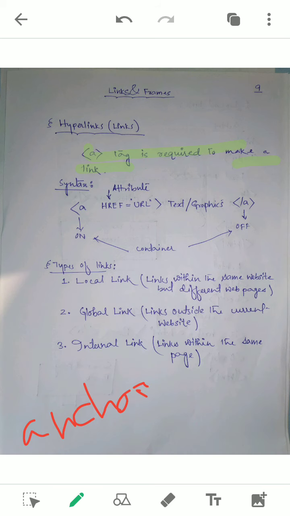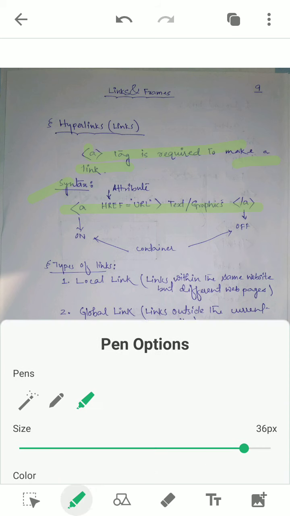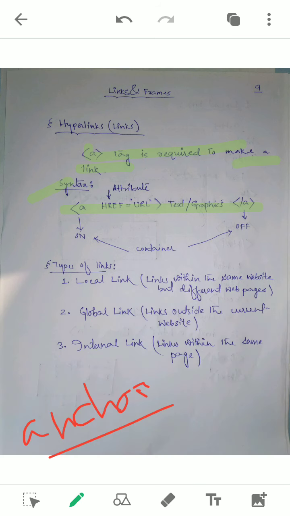Anchor, anchor. This is called anchor tag, a tag. Here you see the syntax of a tag, like this you have to write. This is the syntax how to create a link. Remember, this linking must be done. First of all you must write the opening a tag. Now the attribute, it is href.